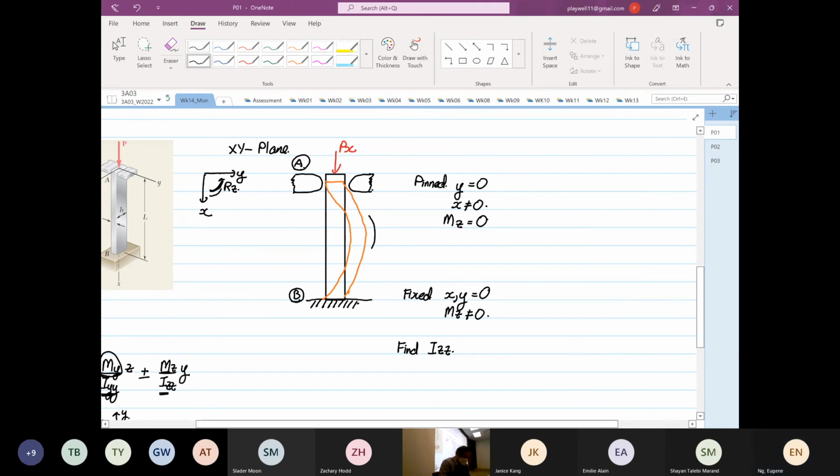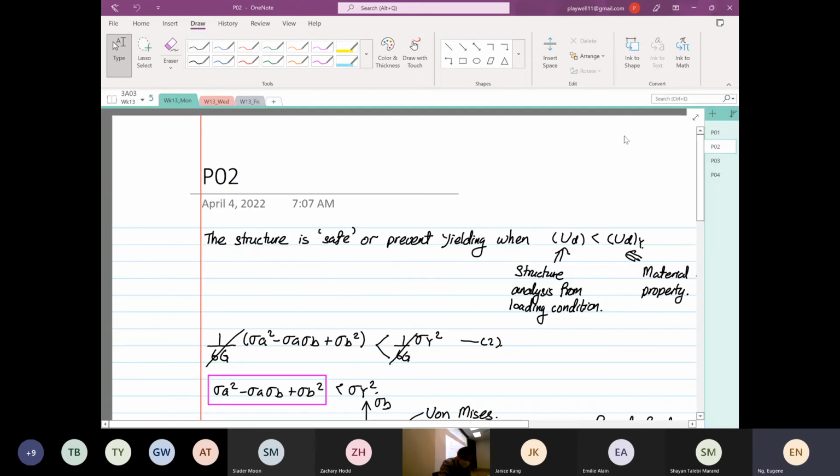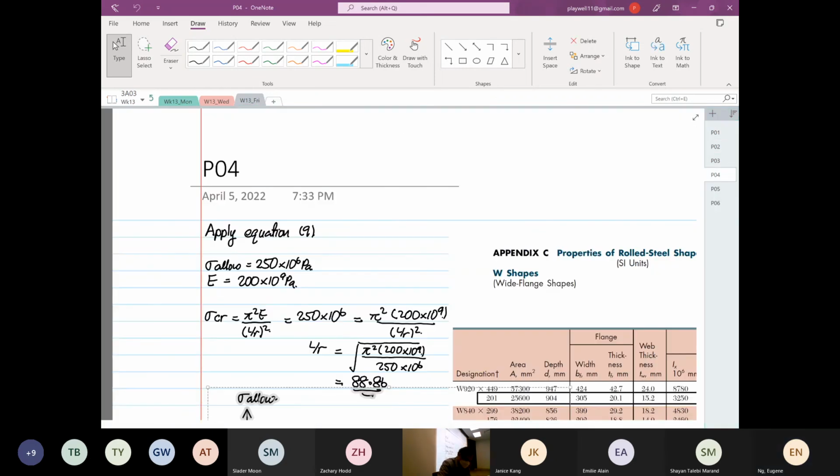Okay. So for this case, we know that one end is fixed, one end is pinned. So the equivalent length LE is equal to 0.7 L. So how do we get 0.7 L if we look at the lecture last week? One end is pinned, the other end is fixed. If you look at last week's lecture, right?